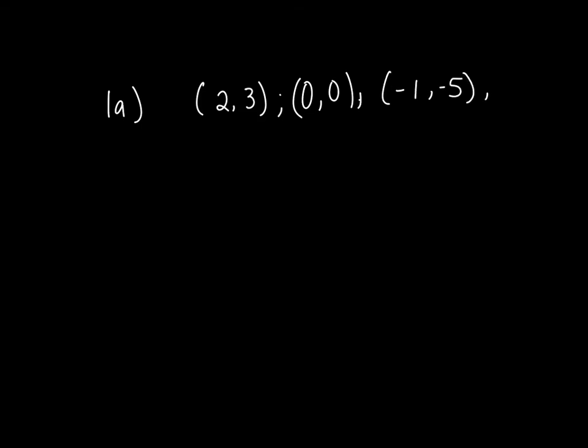1a. 1a just gives me a set of points. 2, 3, 0, 0, negative 1, negative 5, and negative 2, 6. So they ask what the domain is.